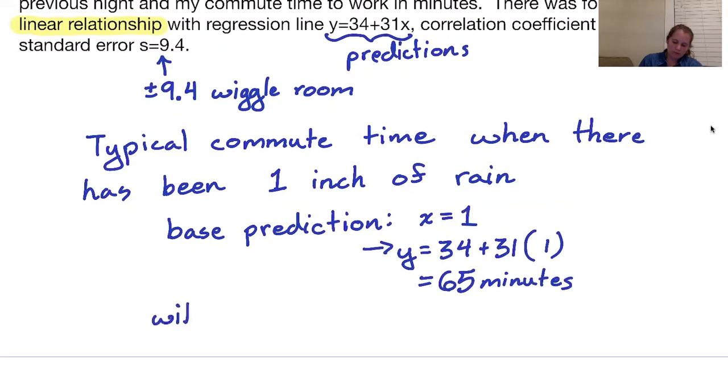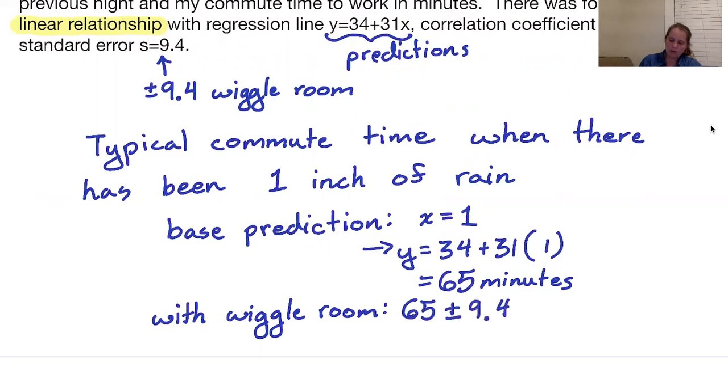With wiggle room, we will now do that 65 plus or minus our 9.4 minutes. So what this means is we could drop down to 55.6, that's 65 minus 9.4, and then we could go up to 74.4 minutes.